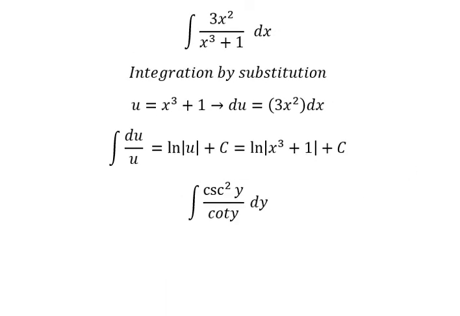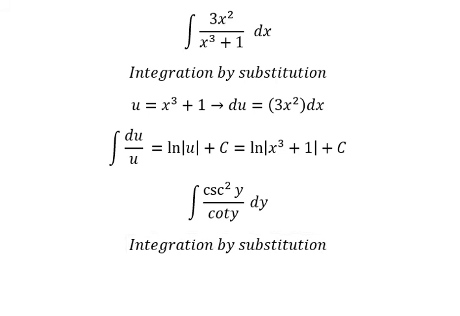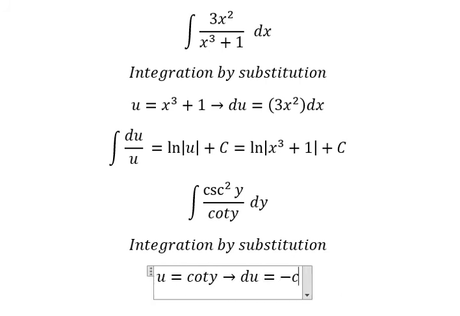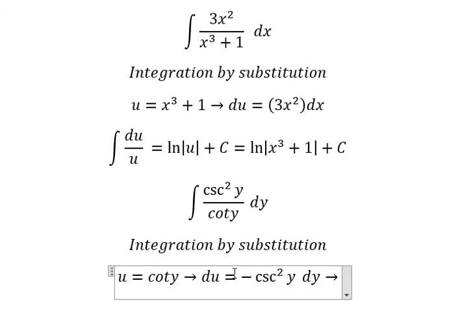We need to use about integration by substitution. So I will put about u equals to cosine y. So if I do first derivative for the both sides, you got about du equals to negative cosecant of y squared dy. Because we don't have the negative sign in here, so I will put the negative next to du.